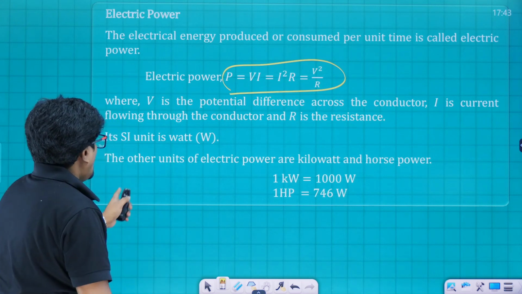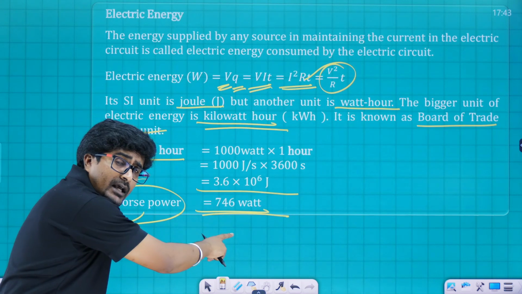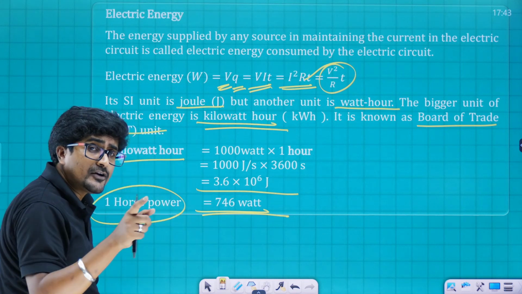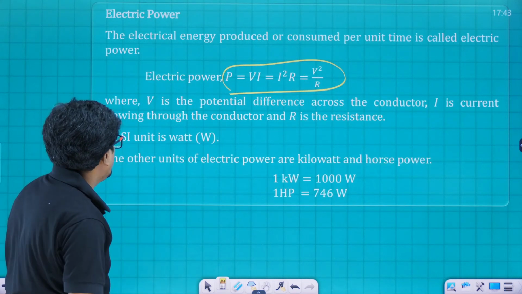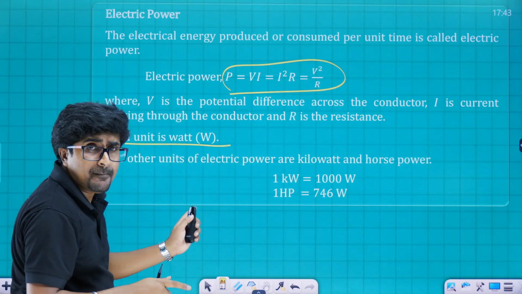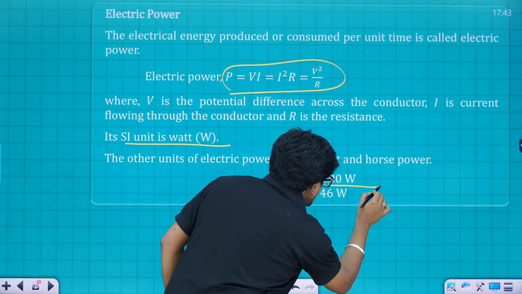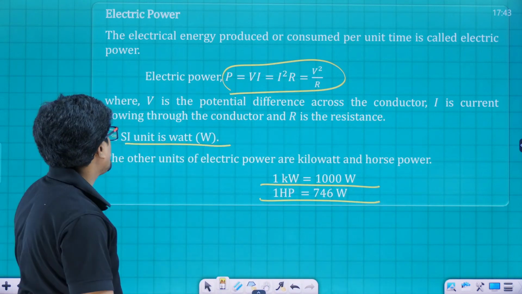Now, as I told in this particular slide, there was the horsepower as well as watt relation. There itself I told you this is not the unit of energy, it was of power. The same thing is appearing here. The SI unit of power is watt, and 1 kilowatt is equal to 1000 watt, and 1 horsepower is 746 watt.